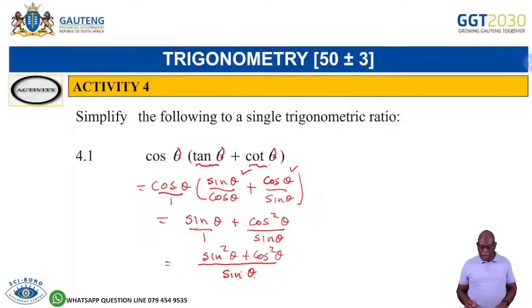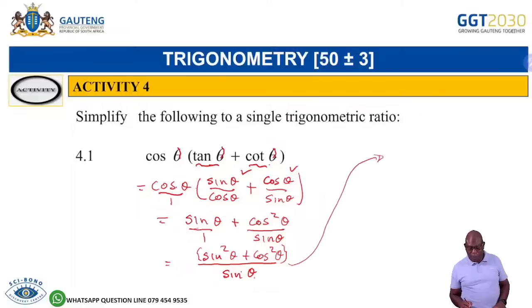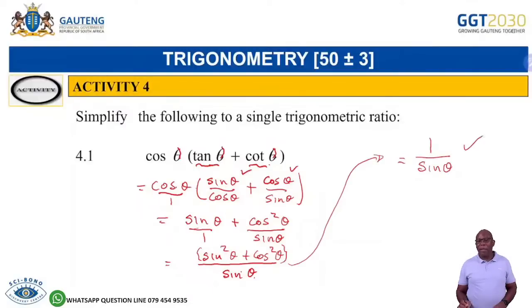I love this. Because I know on top here, sine squared theta plus cos squared theta equals 1. At the bottom, I'm left with the sine of theta. It's a single trig ratio. So once I get something that says sine theta plus cos theta or sec theta, I know there's something wrong that I've done.